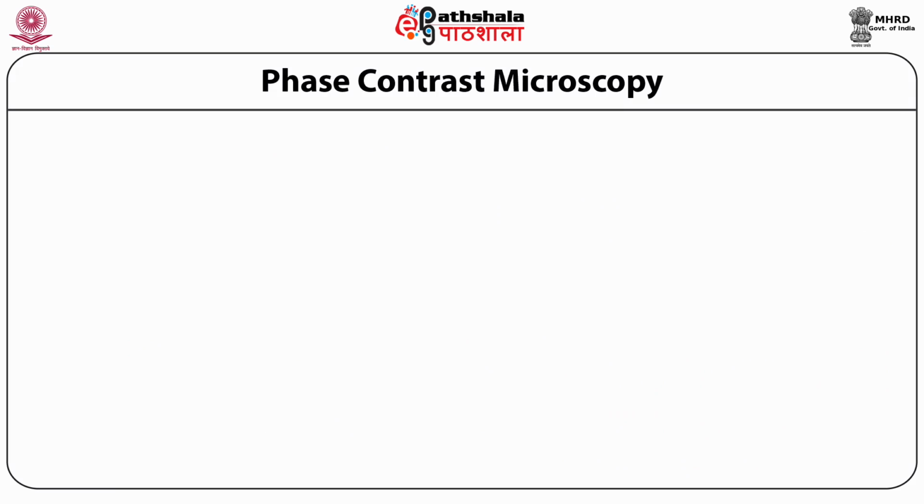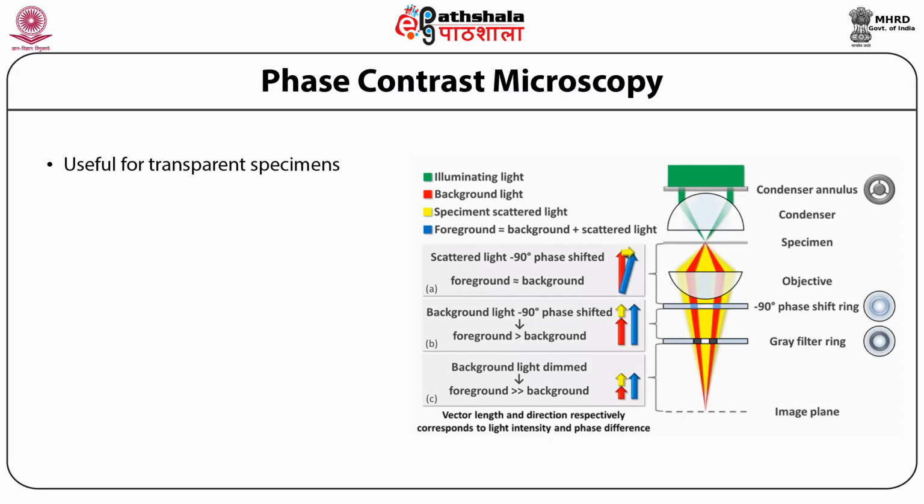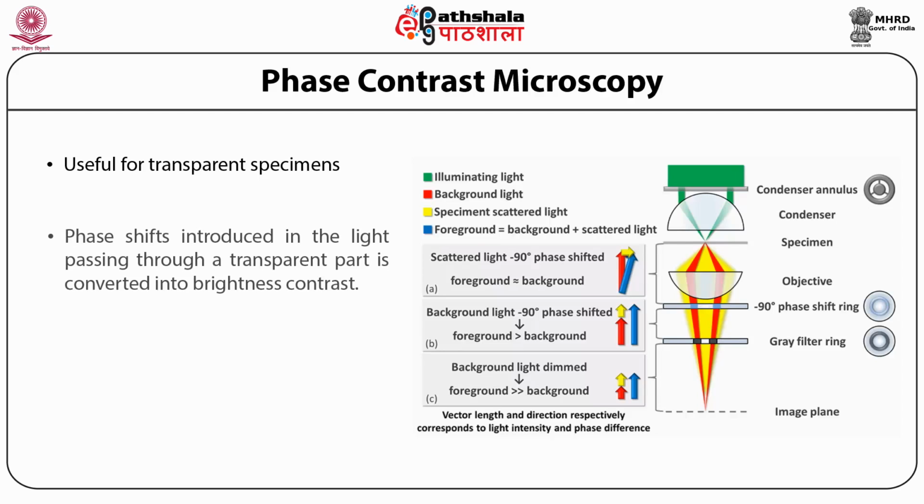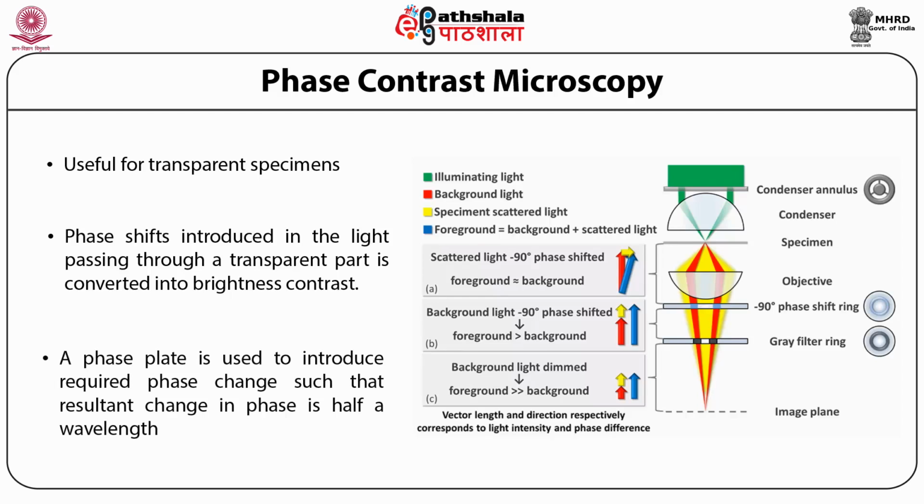Here we talk about phase contrast microscopy, which is highly useful for transparent specimens, meaning those specimens which are very difficult to see under a normal microscope because they are transparent. No light is reflected back, so you don't see anything. So here phase shifts introduced in the light passing through a transparent part of any sample are converted into brightness contrast. A phase plate is used to introduce the required phase change such that the resultant change in phase is half a wavelength, and that gives you the contrast.